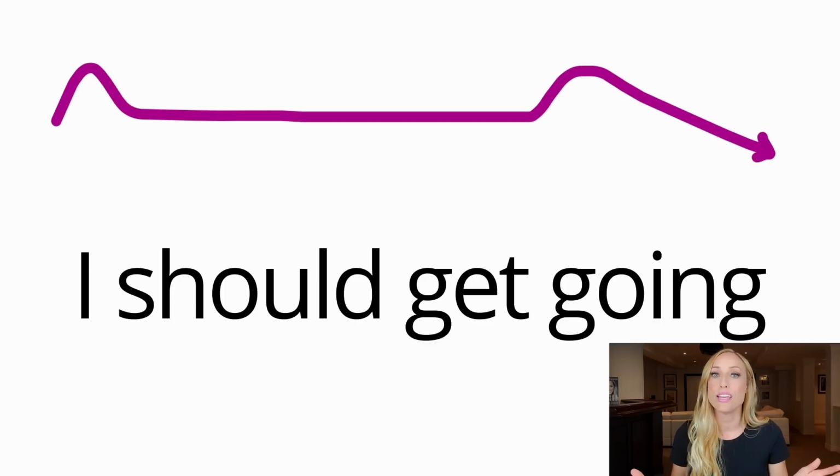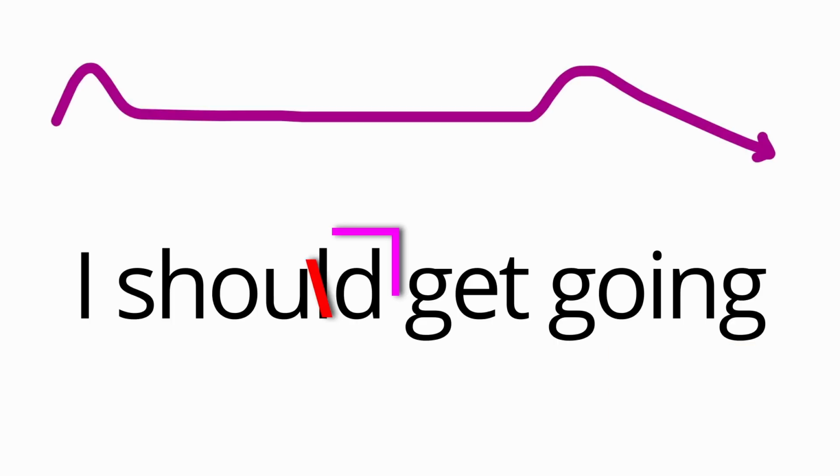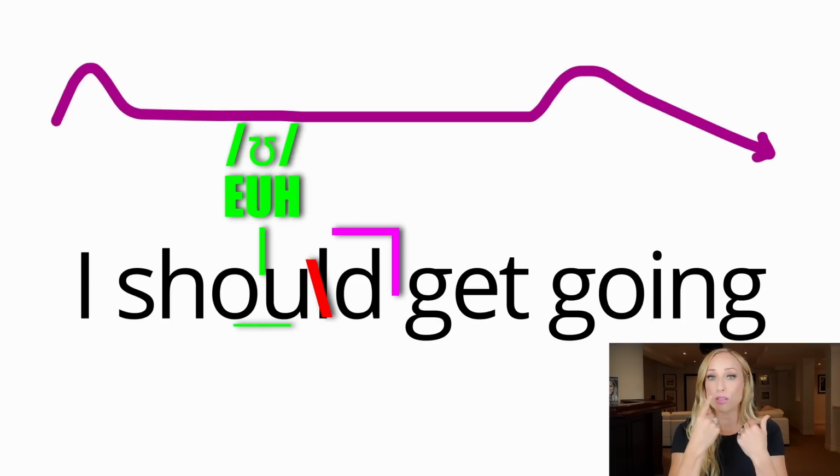Notice how all the words in this phrase are linked together with no pause. I should get going. The D in should is not released since there is another stop consonant right next in the word get. So instead of should get, you'll hear should get. And the L in should is silent. The upsilon vowel in should is pronounced with that relaxed lip position rather than the oo sound. Notice the difference. Should, should. I should get going.